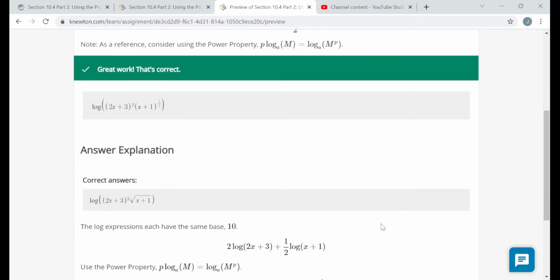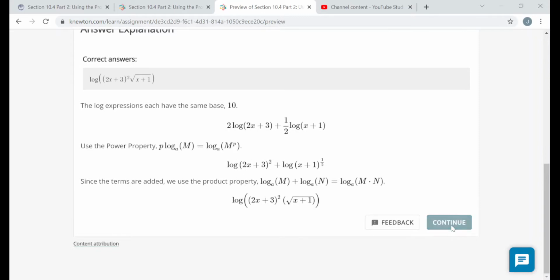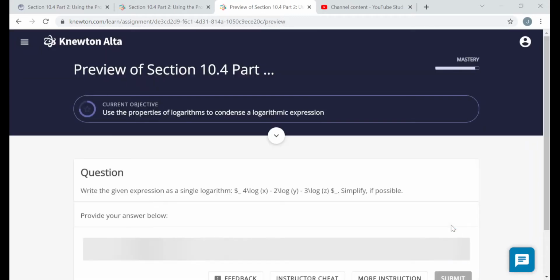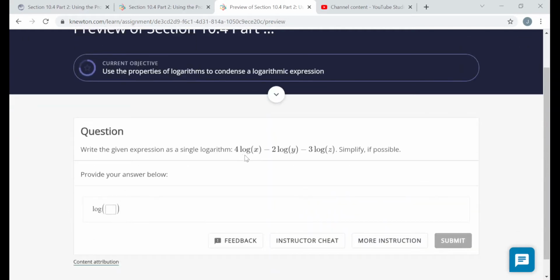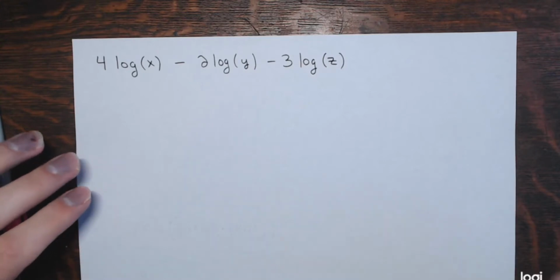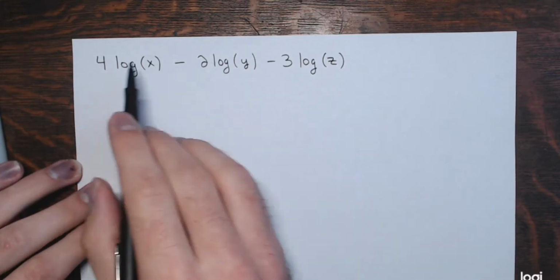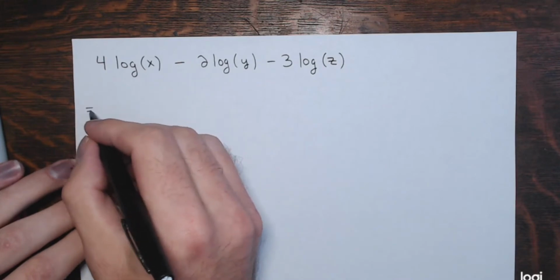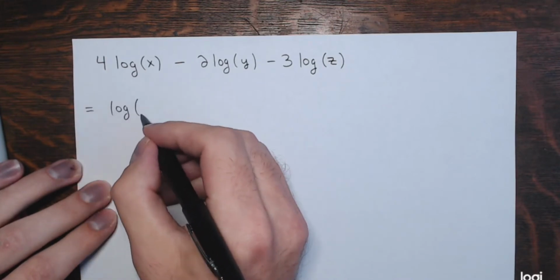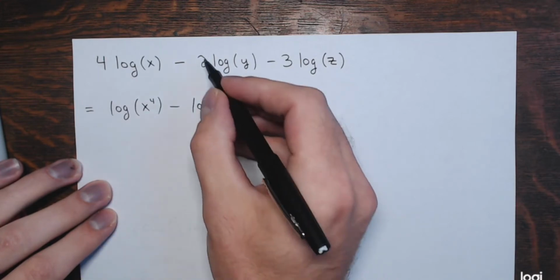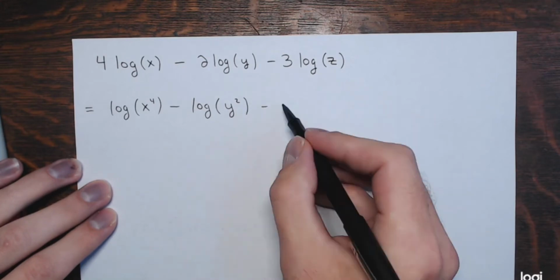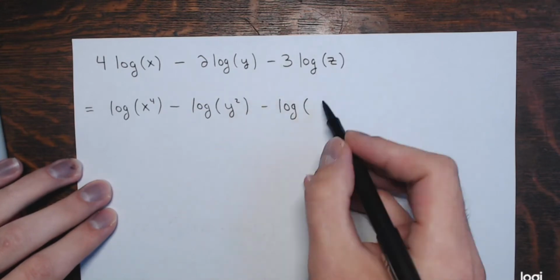All right, we should have just one more like this, condensing a logarithmic expression. So this one has 3 terms, but same stuff, I'm going through the same procedure. All these numbers, the 4, the 2, and the 3, I'm going to put in as powers. So this is equal to the log of x to the 4th minus the log of y to the 2nd minus the log of z to the 3rd.